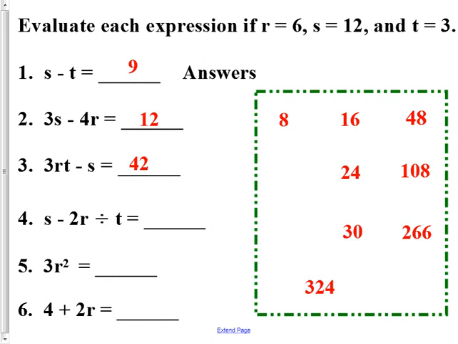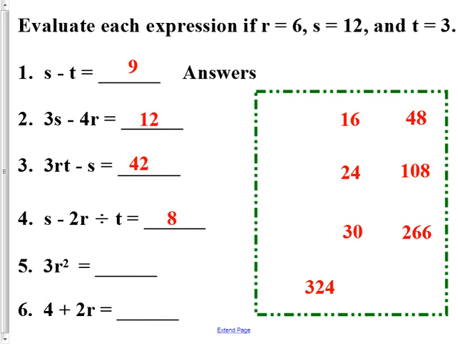S minus 2R divided by T. So we would have to do the 2 times R first. That would be 12. And then 12 divided by 3 is 4. And 12 minus 4 is 8.